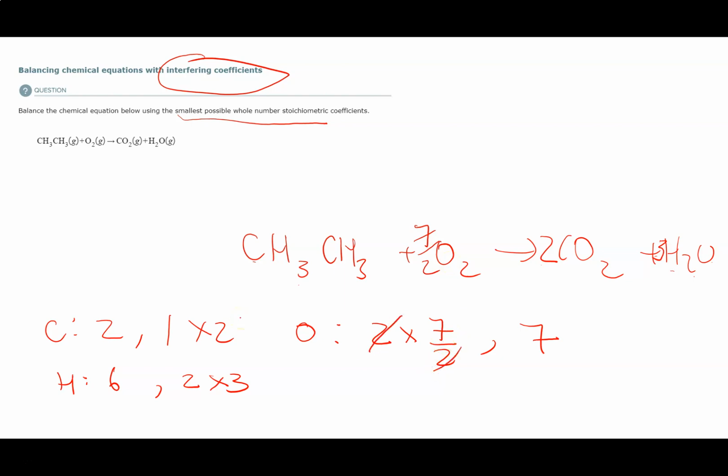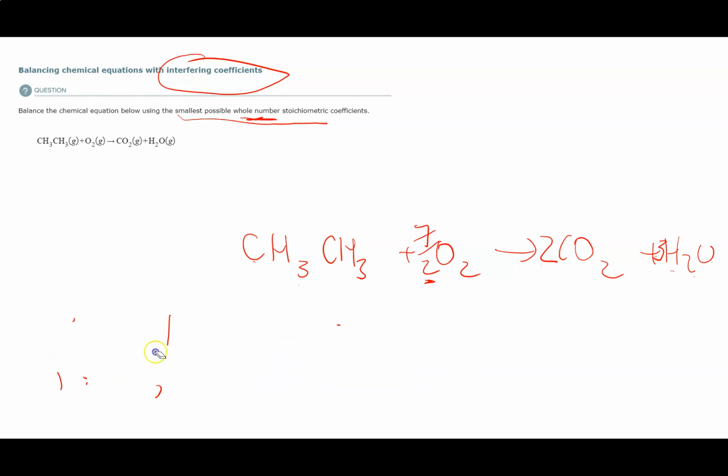Yeah, it's all balanced. So the only difficulty is that I don't have a whole number set of coefficients. So I'm going to have to multiply everything by 2 to get it up to a whole number set. So let's go ahead and do that now. So that's going to be 2. That's going to be 7. That's going to be 4. And right here will be 6.